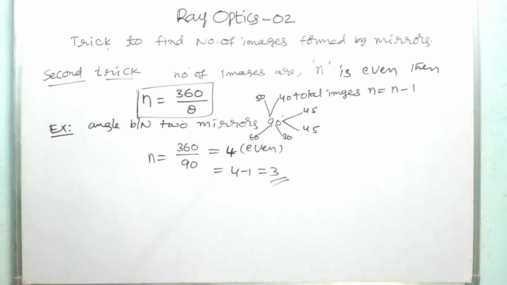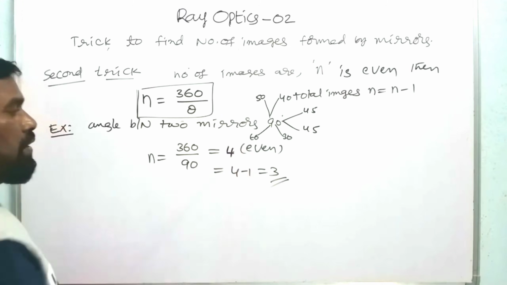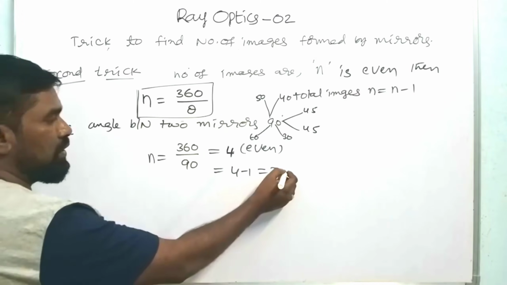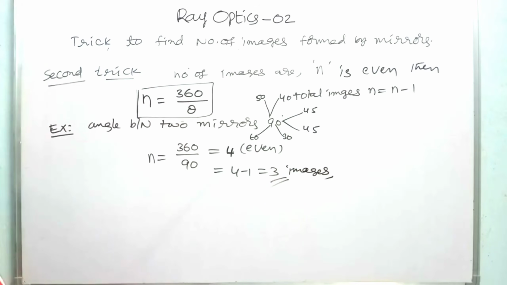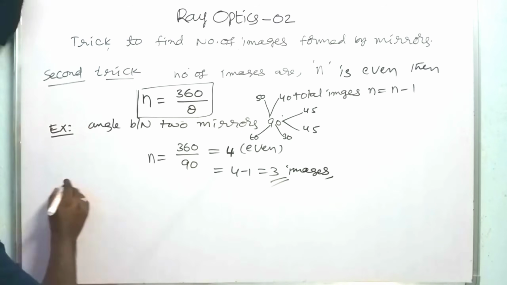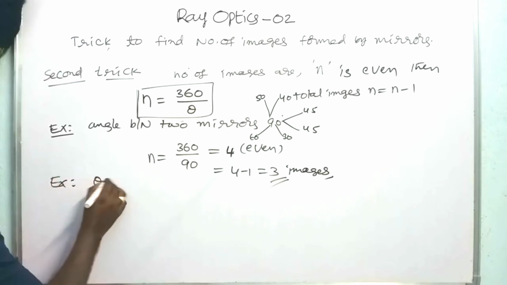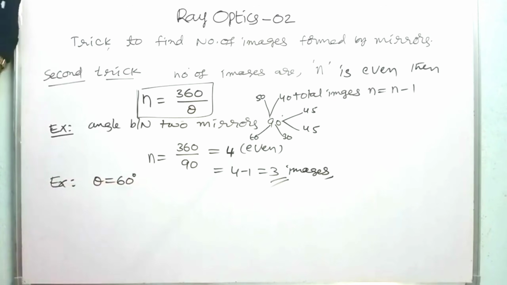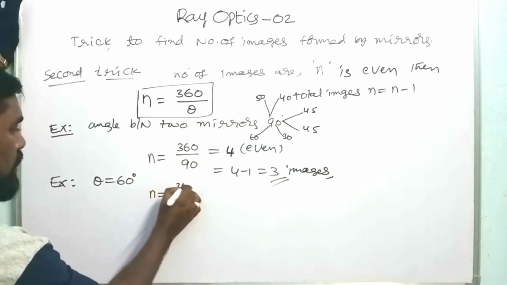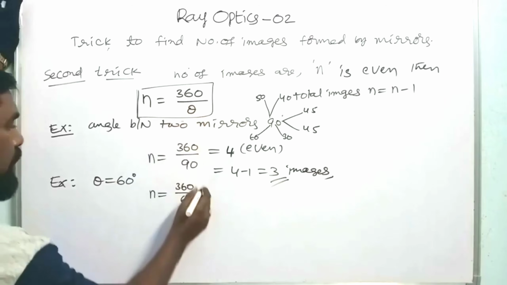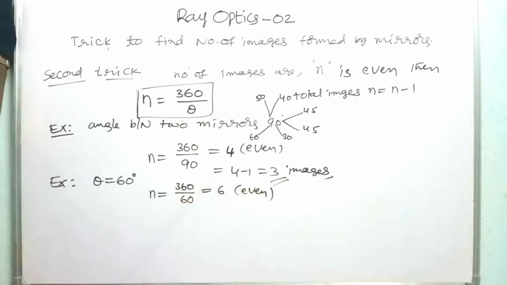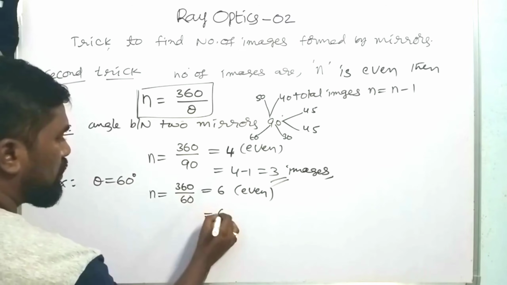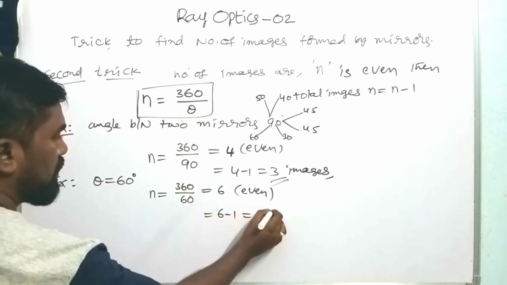The total angle is 90 degrees, then it will come to the even number. The total number of images is n minus 1, that is 3 images. Okay. For suppose if the angle between two mirrors is 60 degrees, then the number of images n is equal to 360 by 60, theta is equal to 60, which is equal to 6. This is an even number. The total number of images is 6 minus 1, which is equal to 5 images.